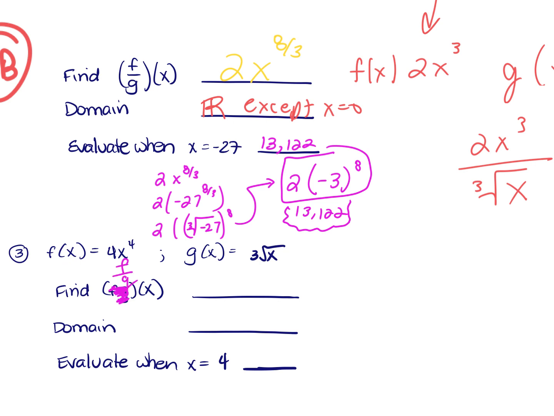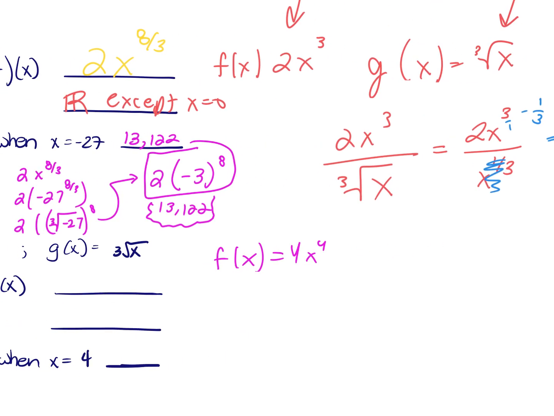All right, this is the same kind of thing. Let's talk about domain for a second. My F function is 4x to the 4th. Do I have any restrictions there? No, I can raise any negative or positive number to the 4th power. Then g of x is 3 times the square root of x. That's not cube root. Do I have a domain restriction there?